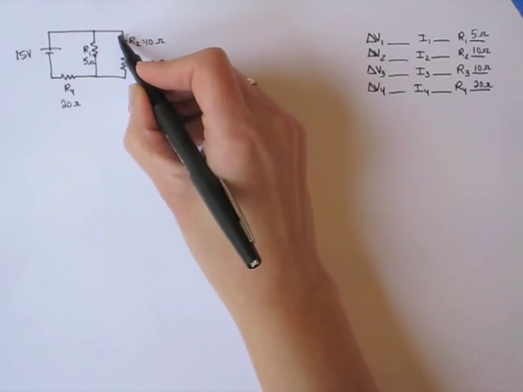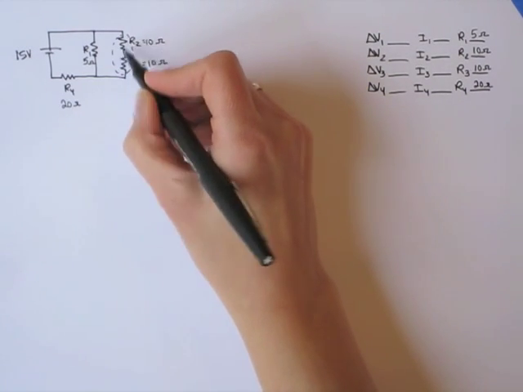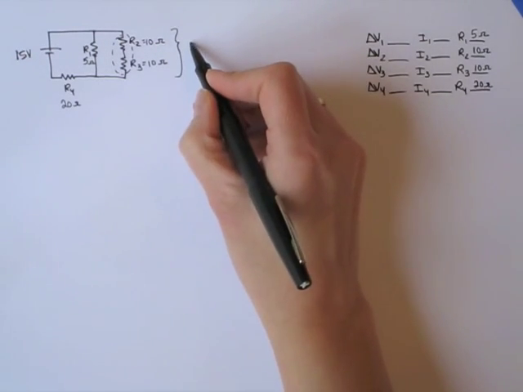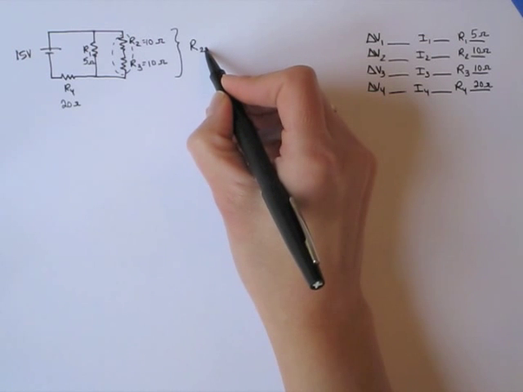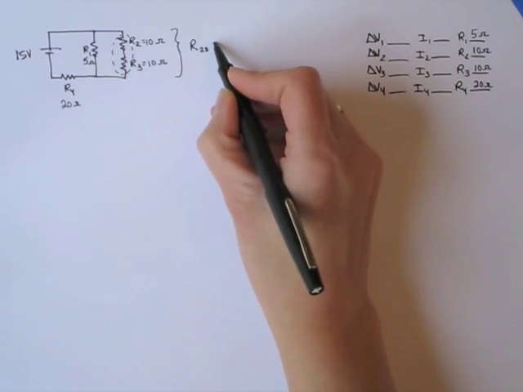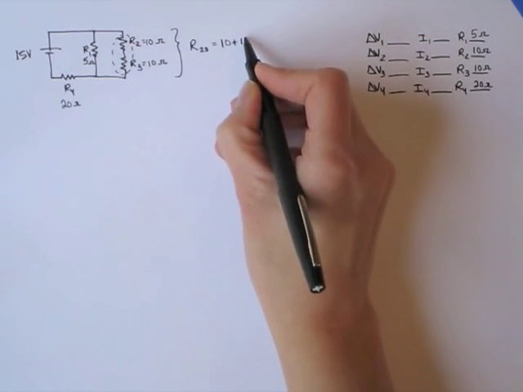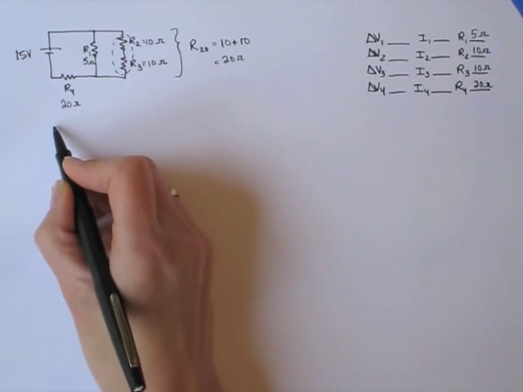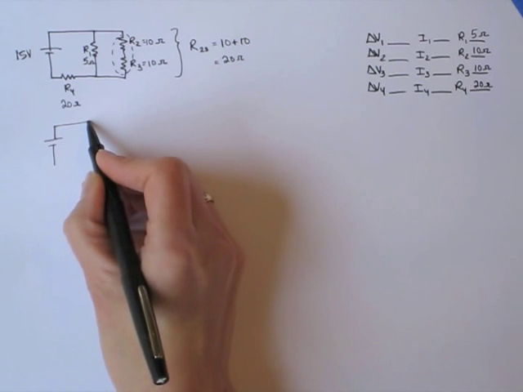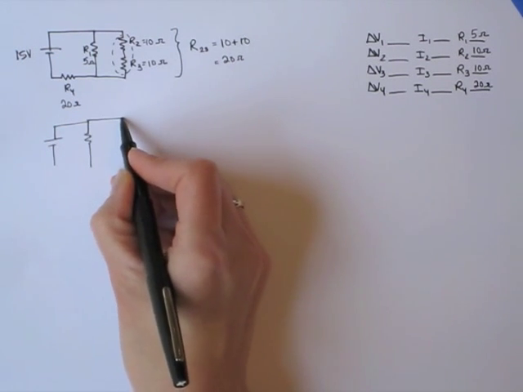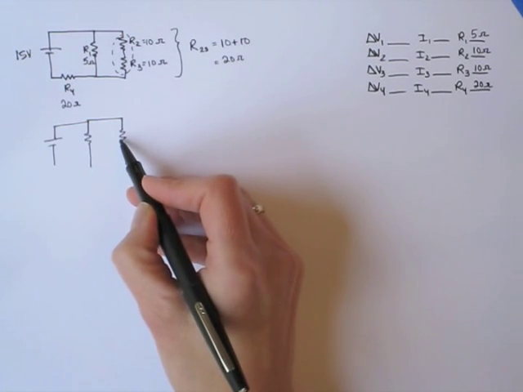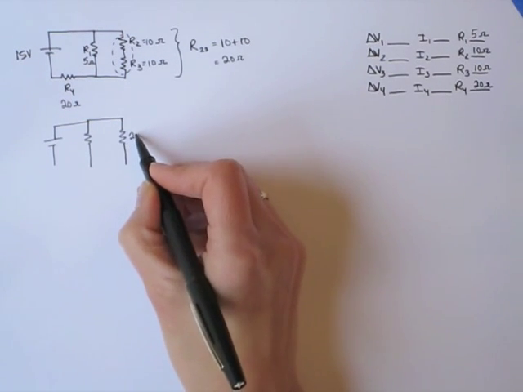So these two are in series, just a pure series combination. So together, the total resistance of R2 and 3 would be adding them together because those are in series. So then the circuit can be redrawn, replacing those two in series with the equivalent resistance of 20 ohms.